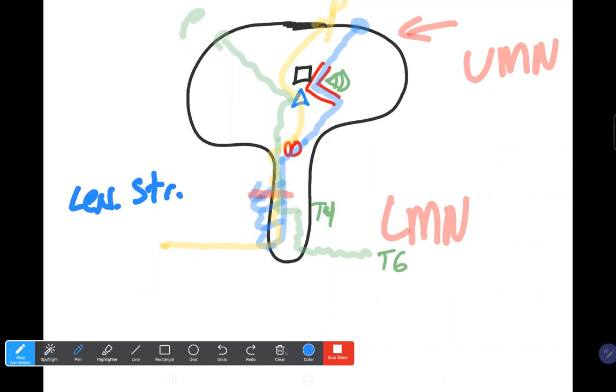And if I have damage to my internal capsule or just basal ganglia, there's a high probability that the corticospinal tract is going to be affected. You see? That's why it's important to know that he goes through the internal capsule. From there, he will decussate.